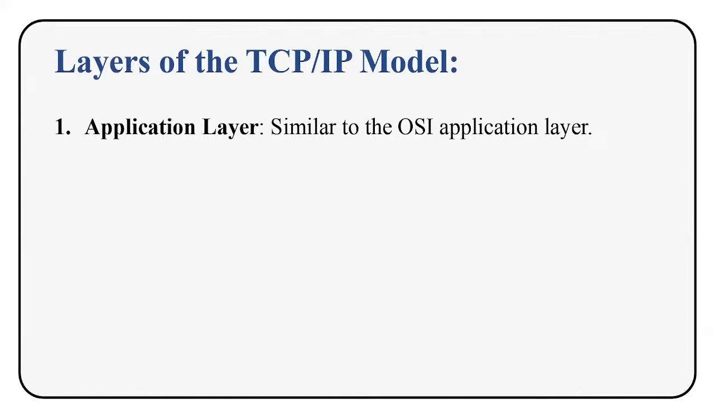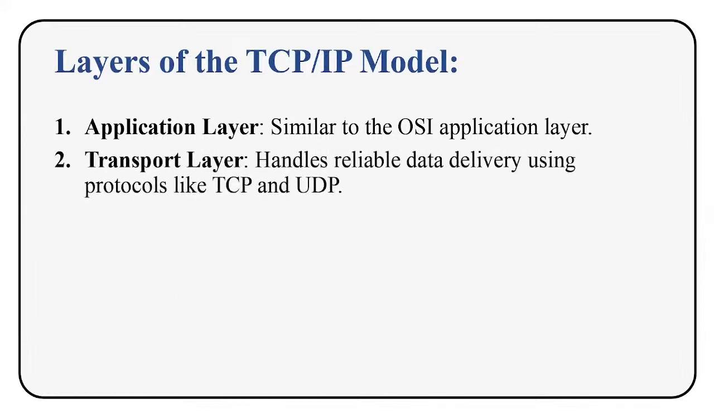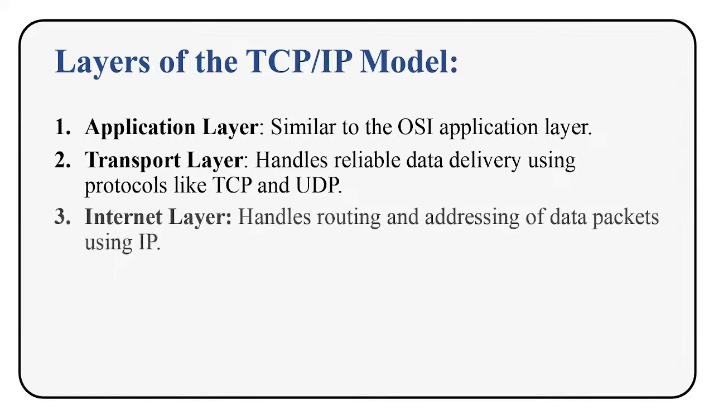Similar to the OSI application layer, this also has the same functionalities. For user interaction, it is there. Then the transport layer handles the reliable data delivery using protocols like TCP and UDP. So the transport layer had the TCP and UDP protocols in the case of the OSI reference model also, and these two protocols are there in the transport layer in the case of the TCP/IP model also. Same. Then the internet layer is having the IP.